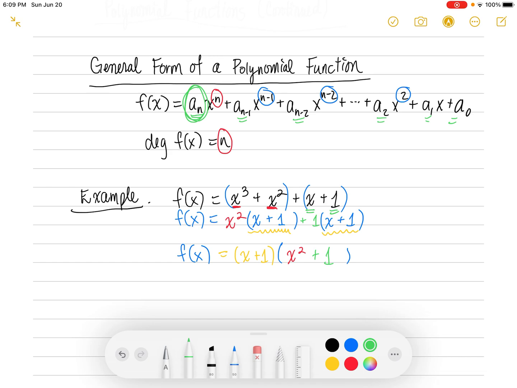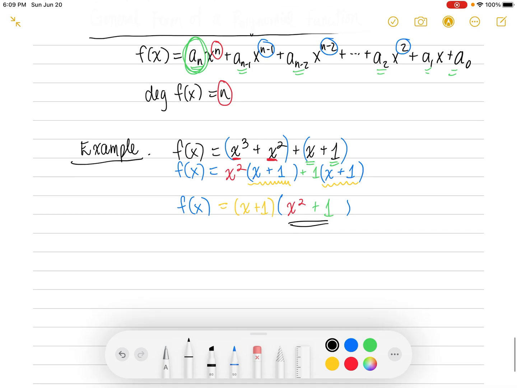So yeah, oftentimes you can do factoring. Now, you cannot factor this x squared plus 1. That's called irreducible. It's not factorable, so it's irreducible. That can't be factored. If you tried to factor it, you wouldn't be able to. So this is called the completely factored form of the polynomial function f of x.